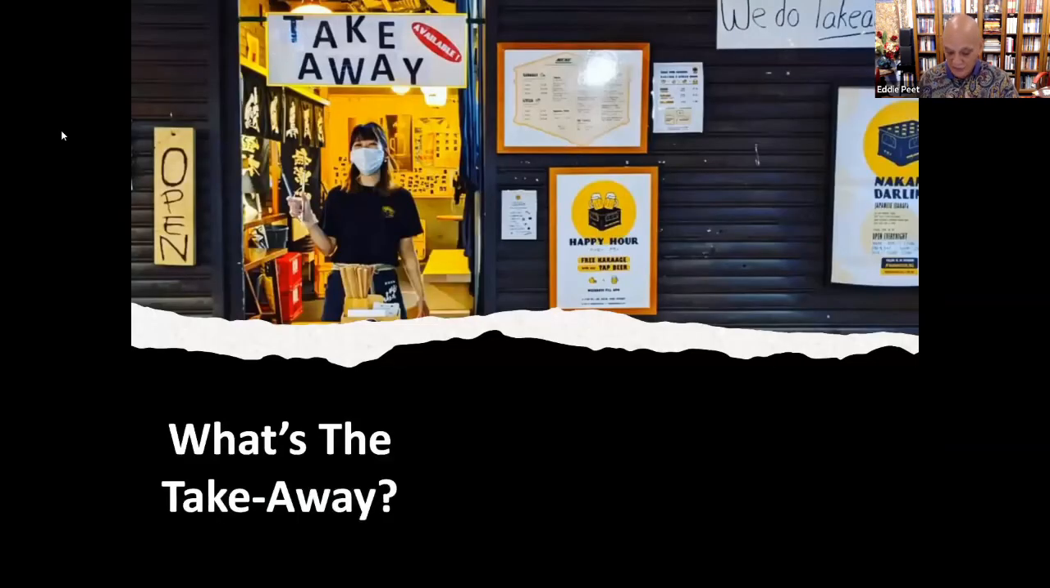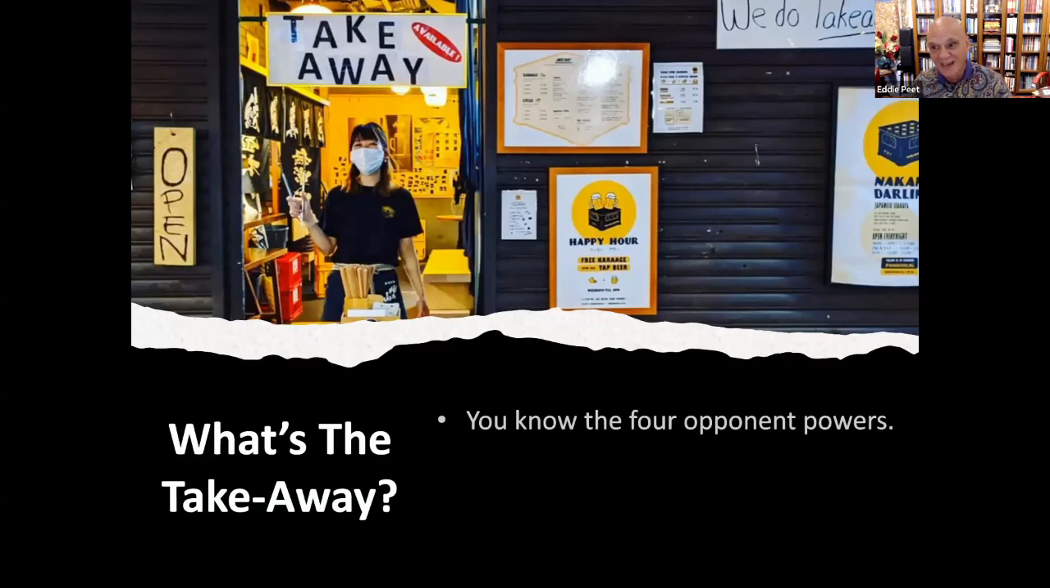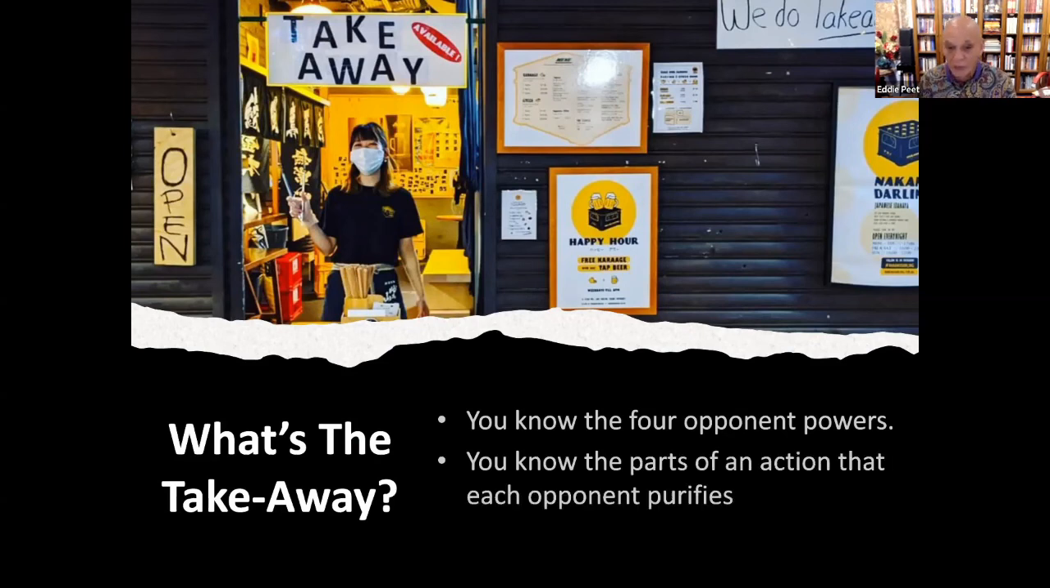So what's our takeaway for today? Well, we definitely know there's four opponent powers. I hope you'll take the time to memorize them and know what they're meant to do. So we know that we have actions that are made up of four parts, and each of these opponent powers works against the outcome of those actions.